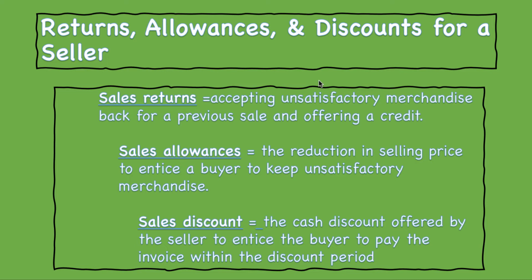So when we look at returns, allowances, and discounts for a seller, just like we did for the purchaser side, we need to do the same thing for the seller side. We need to define each of these terms. So what exactly is a sales return? Well, a sales return is when the seller accepts unsatisfactory merchandise back from a previous sale and offers credit to that buyer. This is the opposite side of the purchaser's return that we looked at in a previous video.